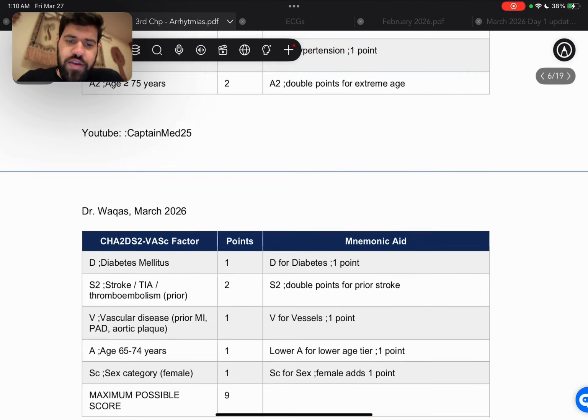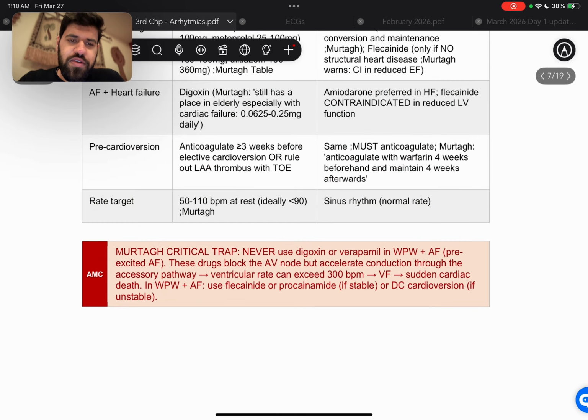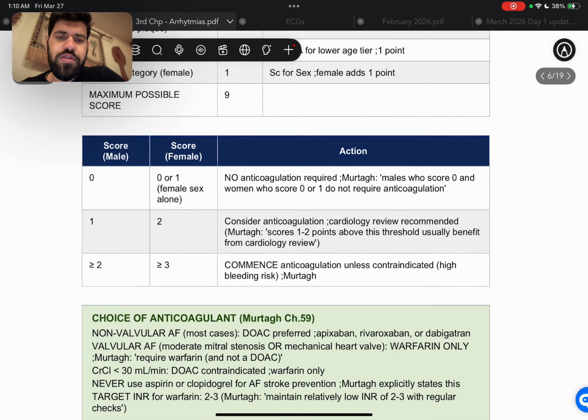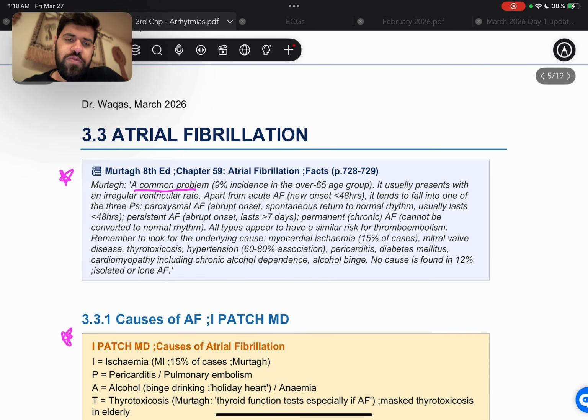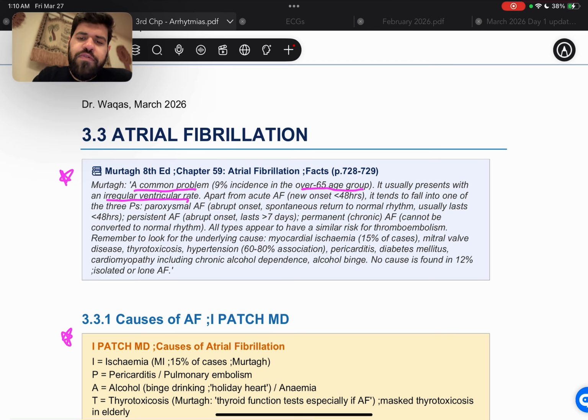And then we have these red boxes. These red boxes are essential because there are a few traps that the AMC can place to confuse students. So it's essential that you go over all of them. All right. So now coming up to atrial fibrillation, it is the most common problem, especially over 65 age group, and presents with an irregular ventricular rate. Apart from acute AF, which is a new onset, less than 48 hours, it tends to fall into one of the 3 Ps.